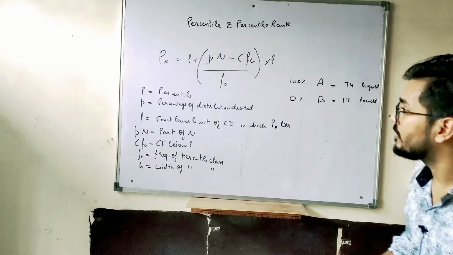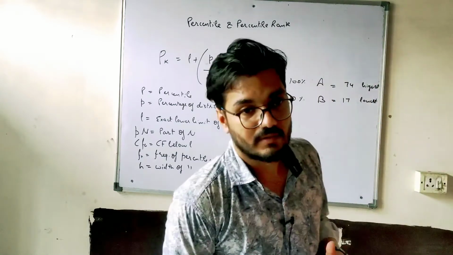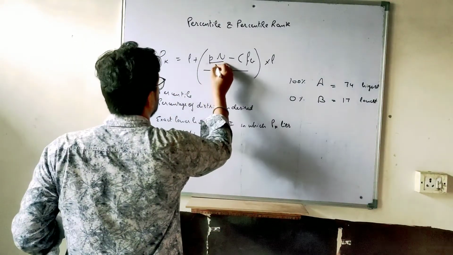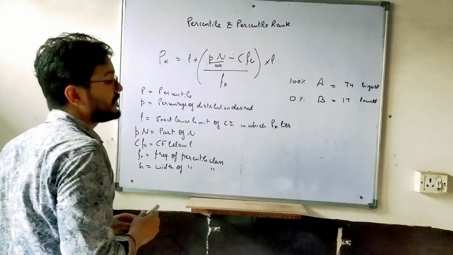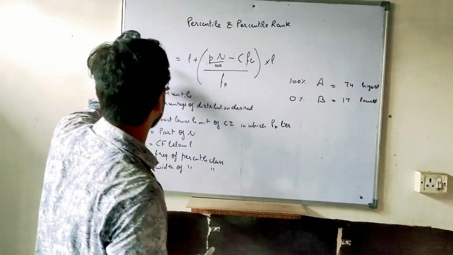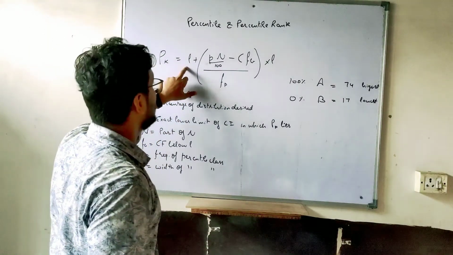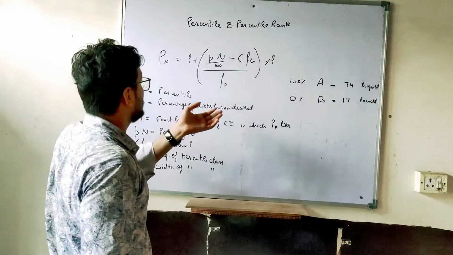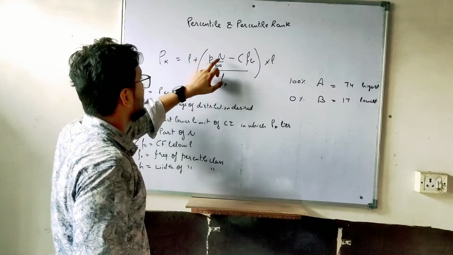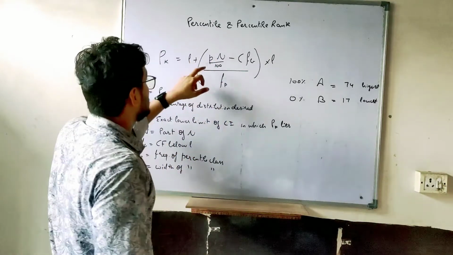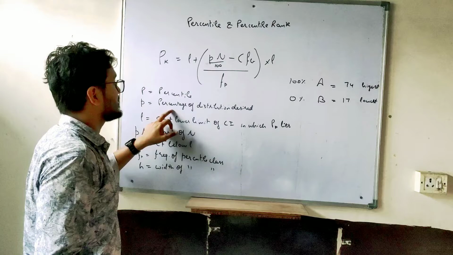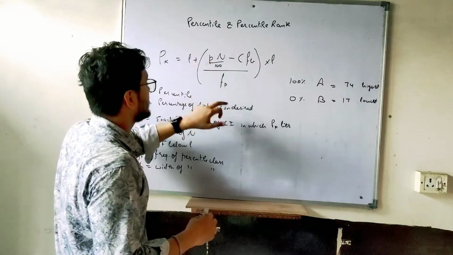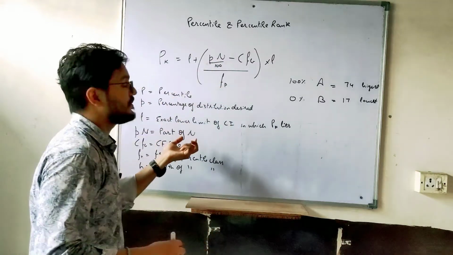Now let's talk about the percentile rank formula. Suppose we have to find out P30, so the K value will be 30. Lower limit means where the 30 marks will lie; we have to determine that in the percentile rank. Pn upon 100 will be the percentile rank. Small p is the percentile desired, so for P30, small p is 30. N is the total number of observations.